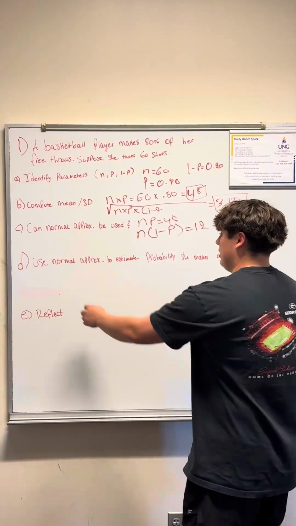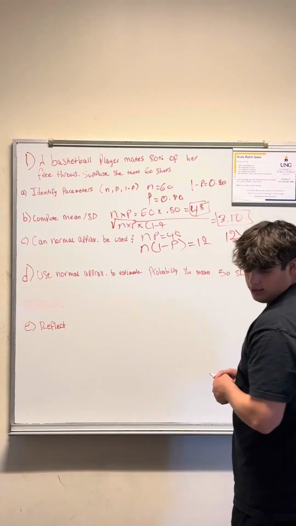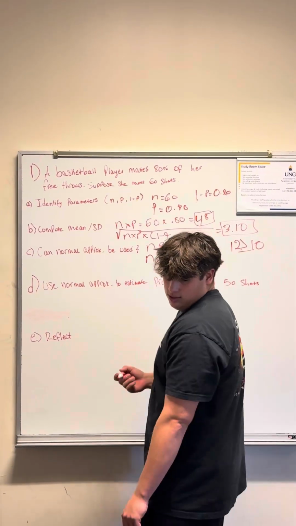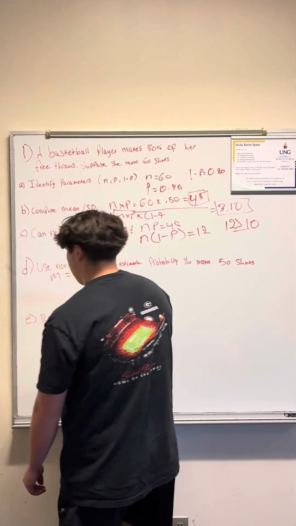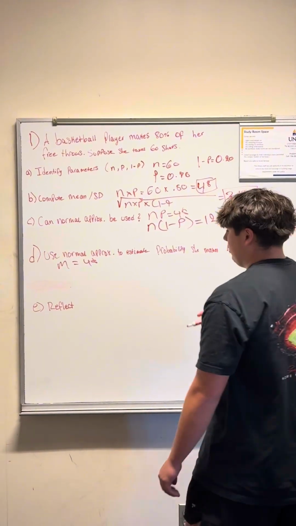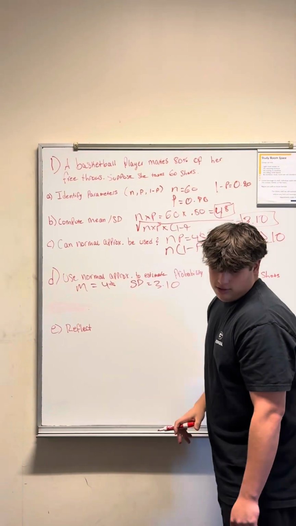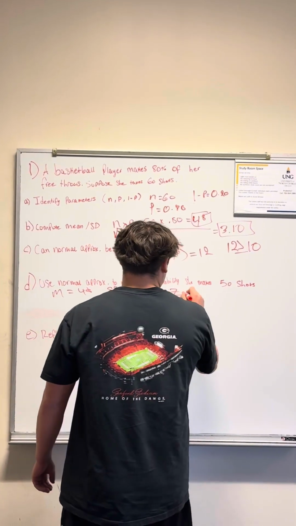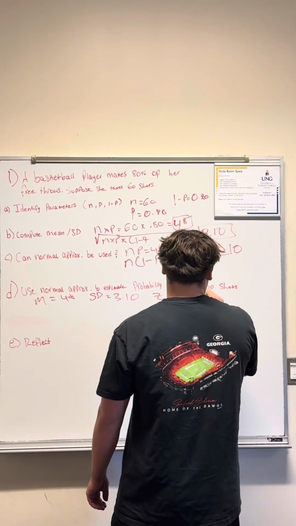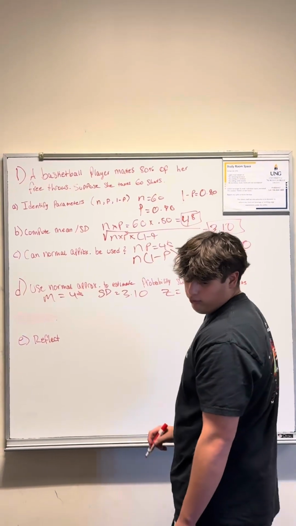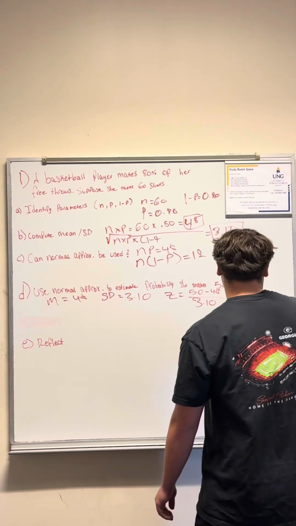Alright, D. When using normal approximation, we have to use that to estimate the probability that she makes 50 shots. So we're going to write down that our mean is equal to 48, and also take our standard deviation, 3.10, into account. Alright, so we need to find our z-score, which is equal to 50, because that's the amount of shots she makes, minus 48, and we put that all over our standard deviation. And that is going to give us 0.65.